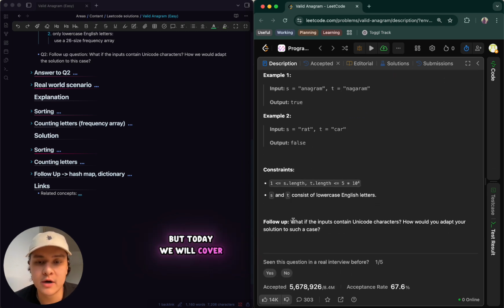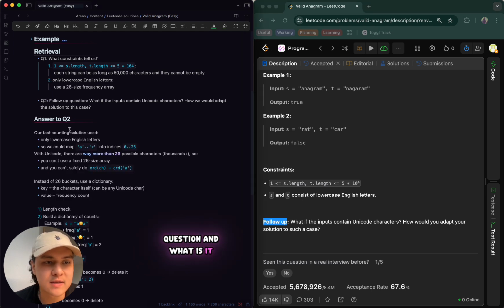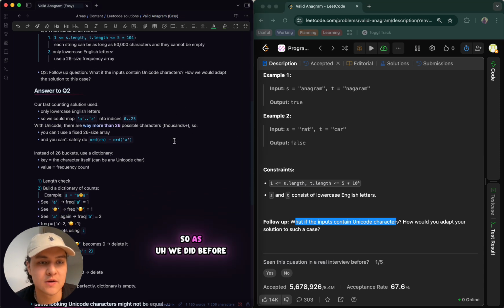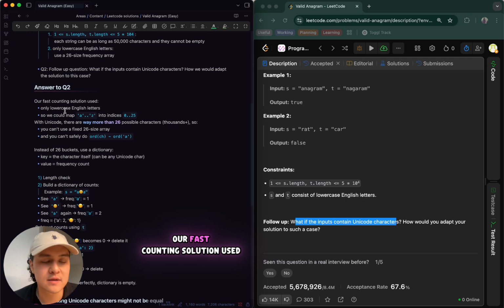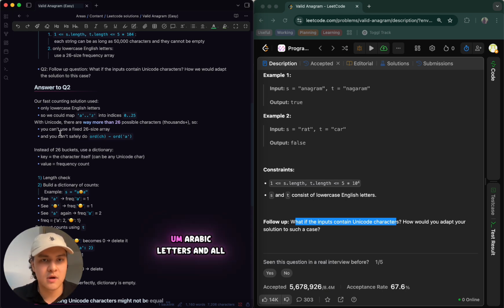But today we will cover another part. We'll cover the follow-up, which means we'll answer this question: what if the inputs contain Unicode characters? As we did before, our fast counting solution used only lowercase English letters, so we could map from A to Z. With Unicode, there are way more than 26 possible characters, possibly thousands. So it means we will cover emojis, Cyrillic letters, Arabic letters, and all of the other things.